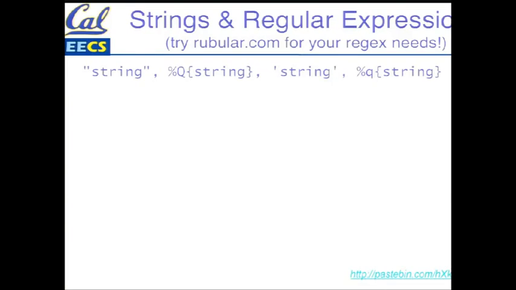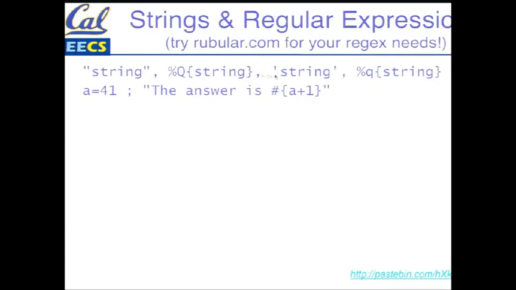Strings and regular expressions. Various ways to express a string. Basically, if a string has double quotes around it, you can embed expressions into it with this pound brace notation. Strings with single quotes have nothing done to them. And what is this %capital Q and %lowercase q? These are just ways to represent strings that have special characters in them. So one way to have a string with double quotes in it is to use %cap q or %lowercase q to quote it.